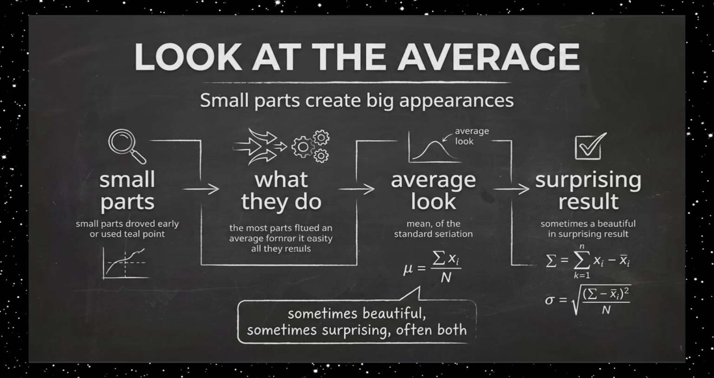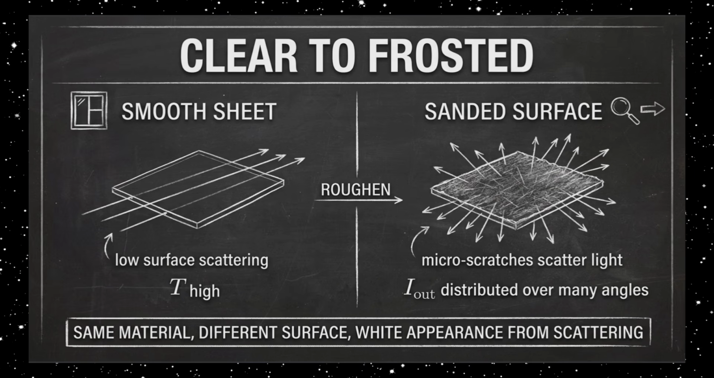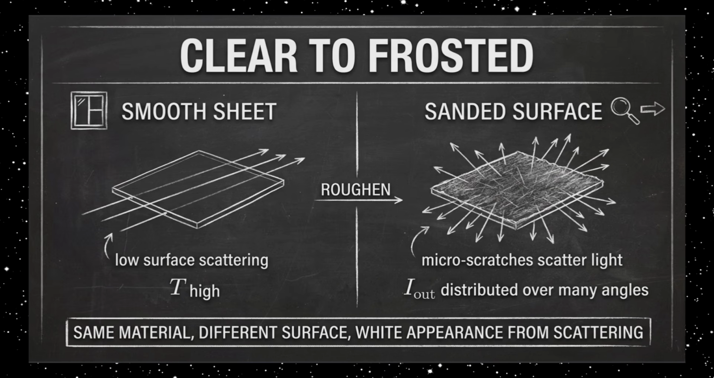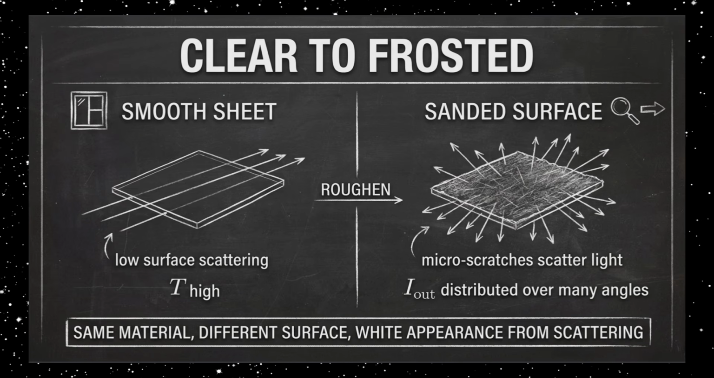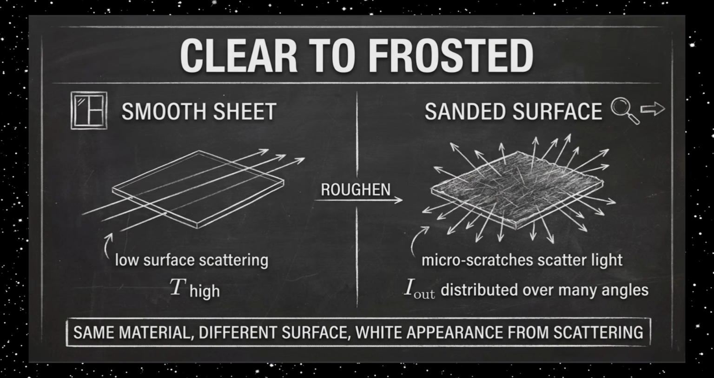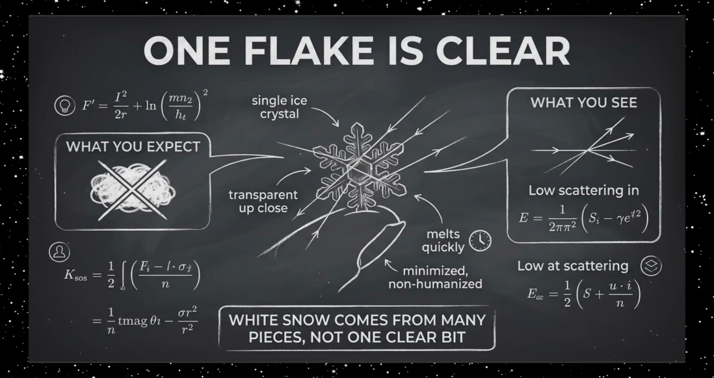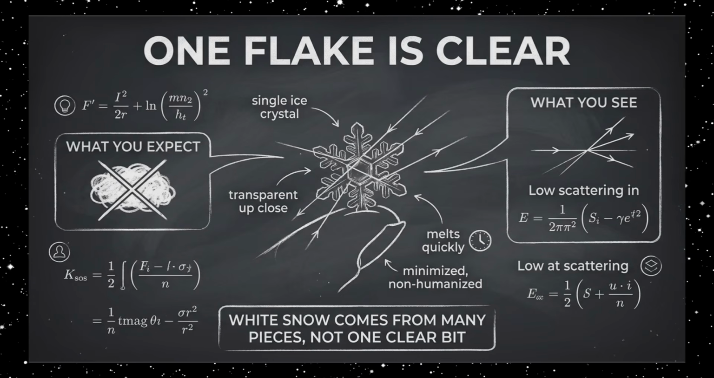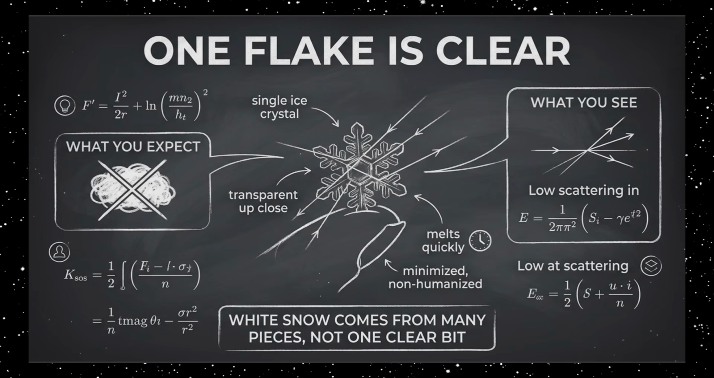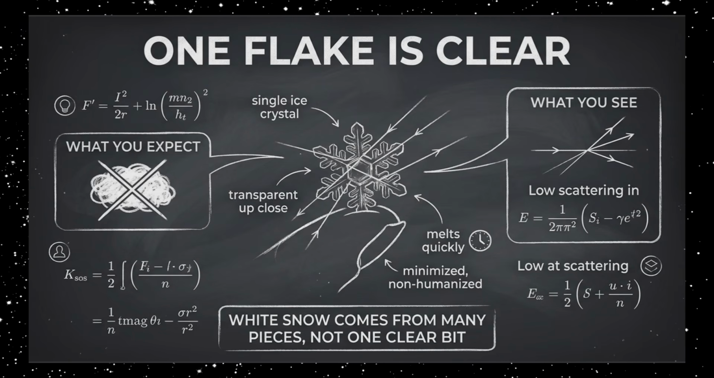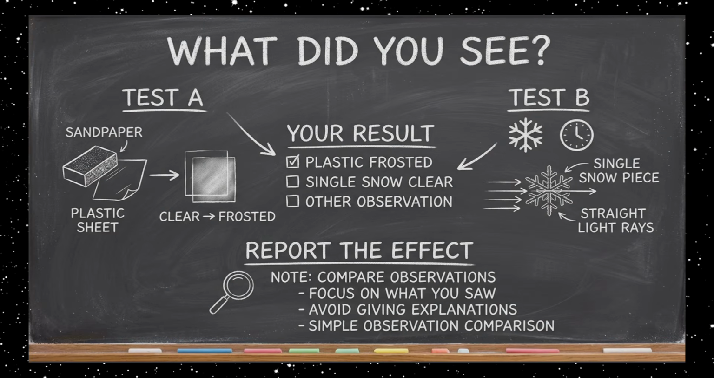So here is what I want to leave you with. Tonight, if you can, find a piece of clear plastic, a thin sheet of it, and rough up the surface with some sandpaper. You will turn a window into a frosted pane right in your hands. You will see a clear thing become a white thing in front of your eyes, and you will know exactly why. Or, if there is snow where you are, hold a single piece of it on your finger, up close, and look at it before it melts. Look at the clearness of it. Look at the transparency of one little bit of what you have always called white. Tell me which one you tried, and what you saw when you did it.